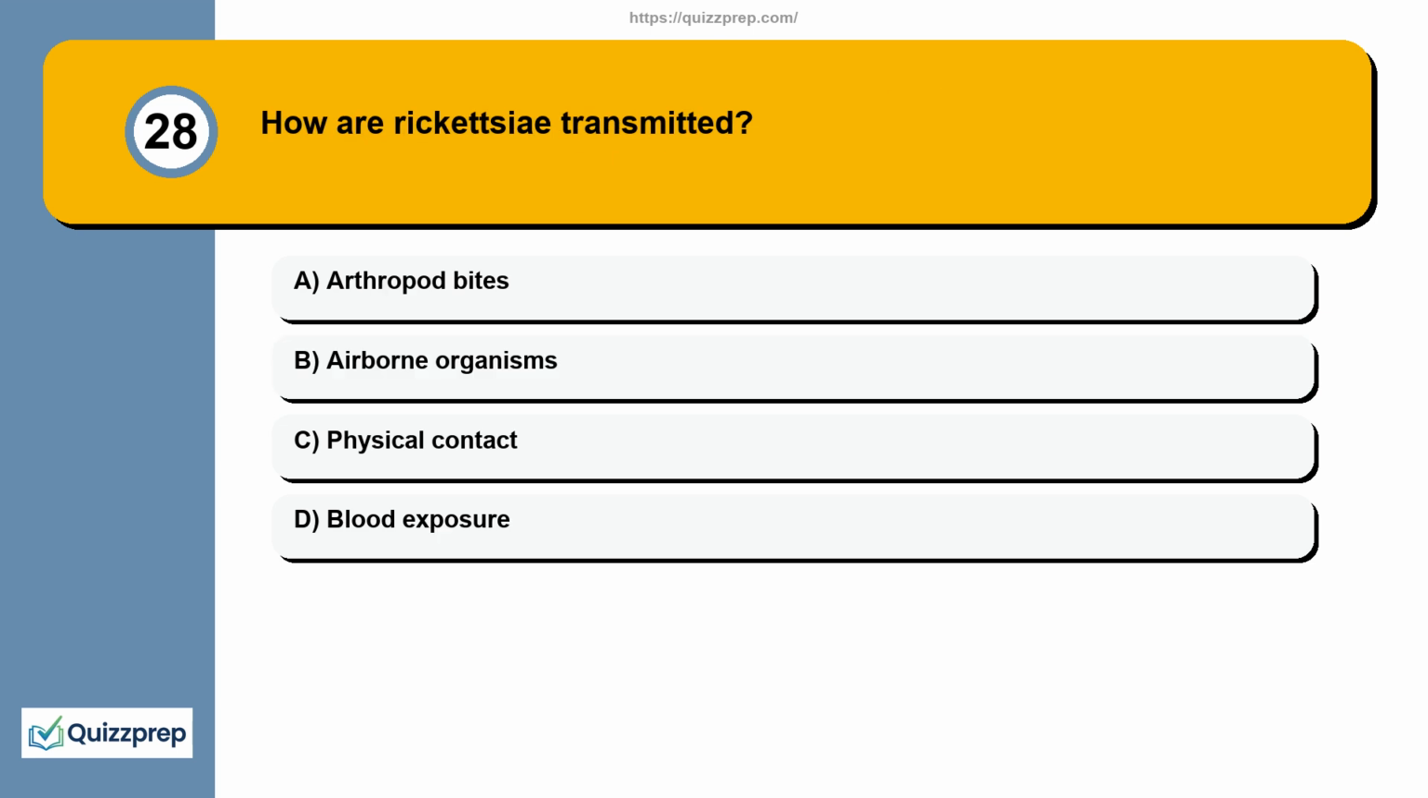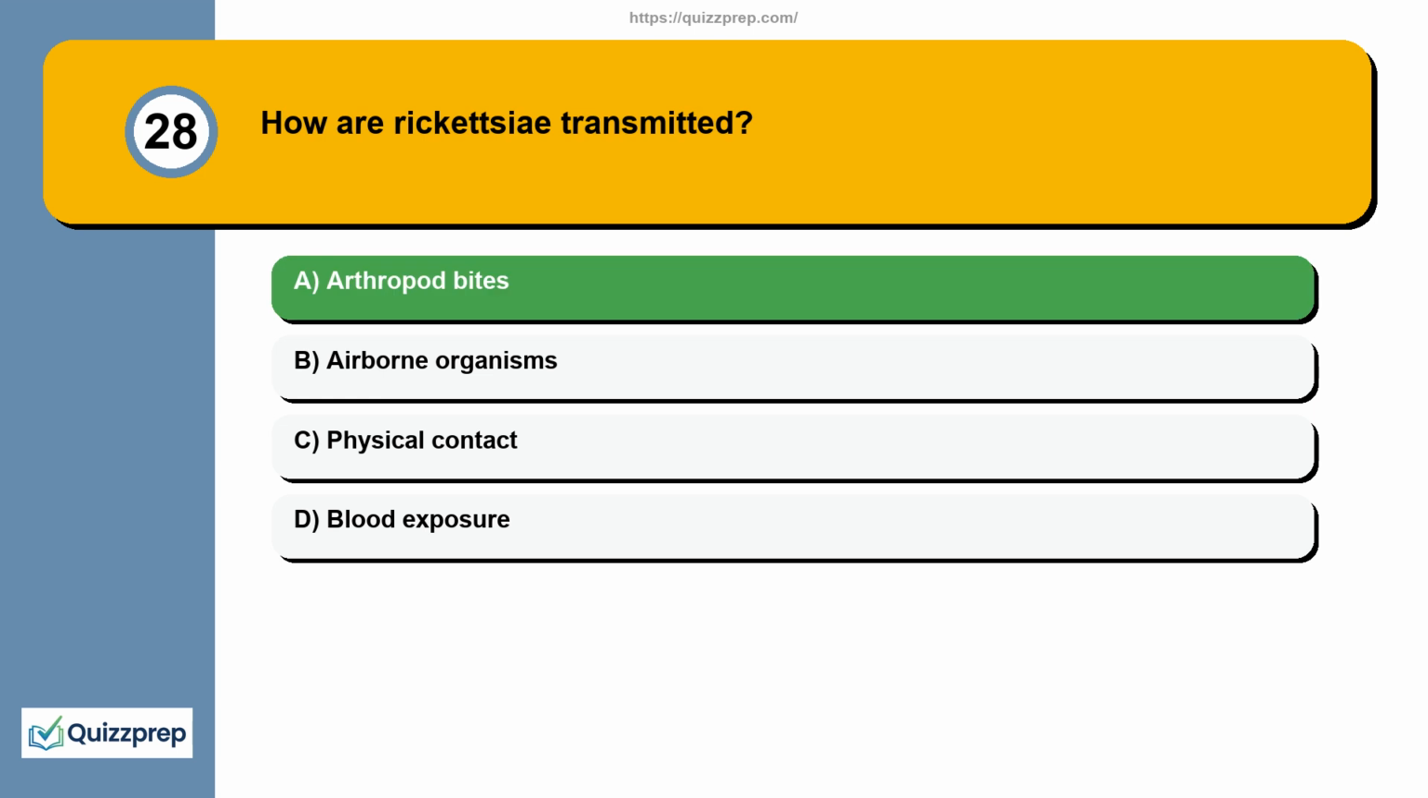Question 28. How are rickettsia transmitted? Option A, arthropod bites. Option B, airborne organisms. Option C, physical contact. Option D, blood exposure. The correct answer is option A, arthropod bites.